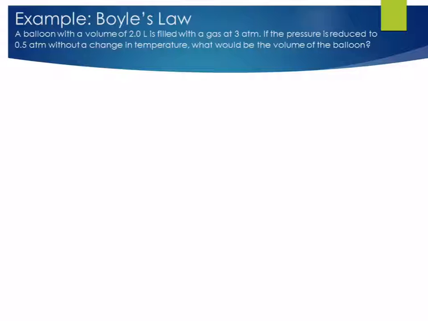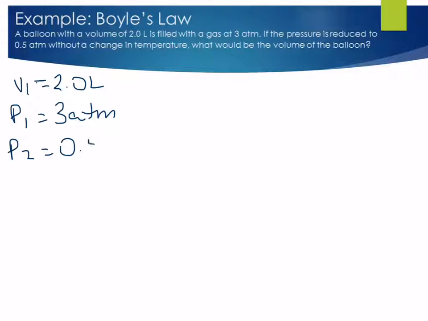A balloon with a volume of 2 liters is filled with a gas at 3 atmospheres. So atmospheres are just another unit of pressure. Usually we use kilopascals, but atmospheres are fine too. So if the pressure is reduced to 0.5 atmospheres without a change in temperature, what would be the volume of the balloon? So we have V1, 2.0 liters. We have P1, 3 atmospheres. We have P2, 0.5 atmospheres. And we're being asked to figure out our volume.